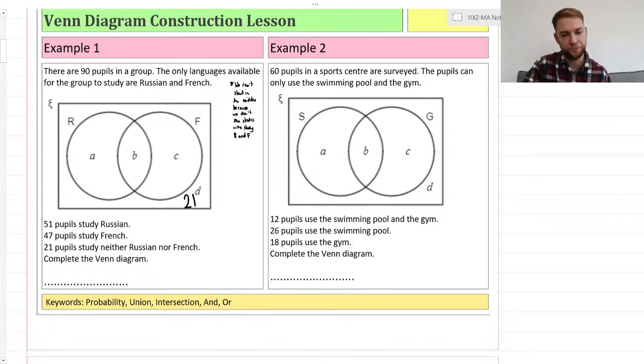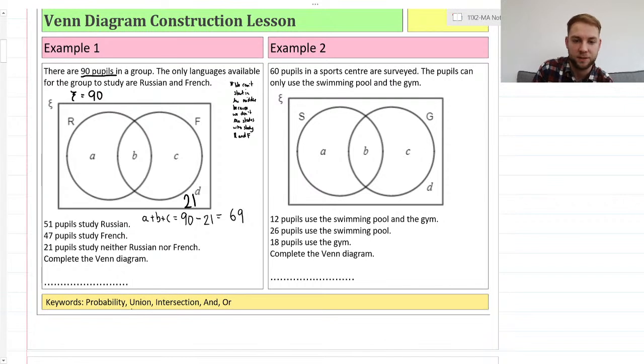Now this next part is the tricky part, because we've then got to work out how many people are represented by A, B and C. I do that by doing, so we know that the set of everything is equal to 90, because there are 90 pupils in the group. So A plus B plus C is equal to everything, which is 90, take away 21. Well, 90 take away 20 is 70, take away 1 more is 69. So I know that A, B and C represent 69.